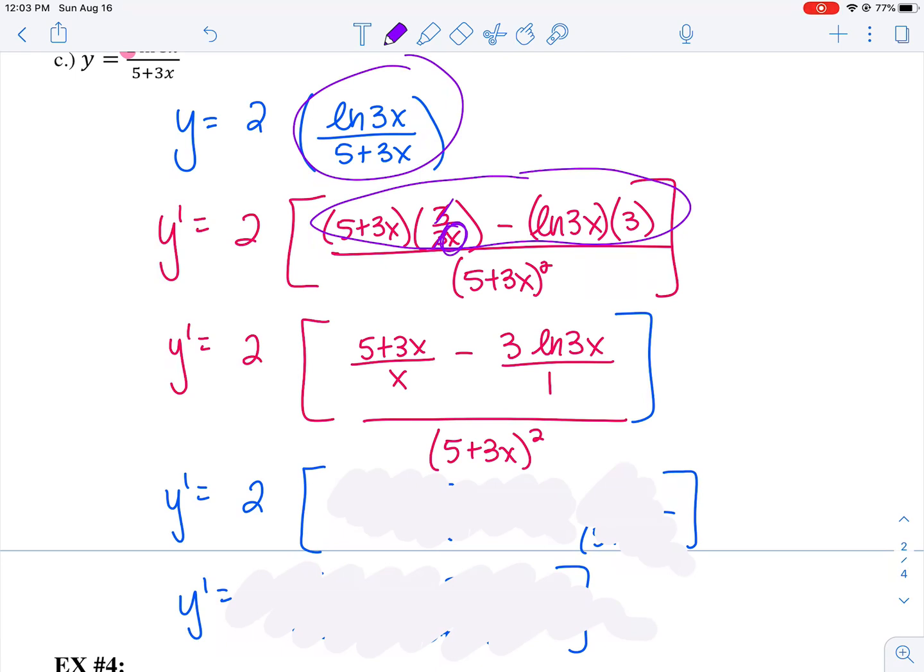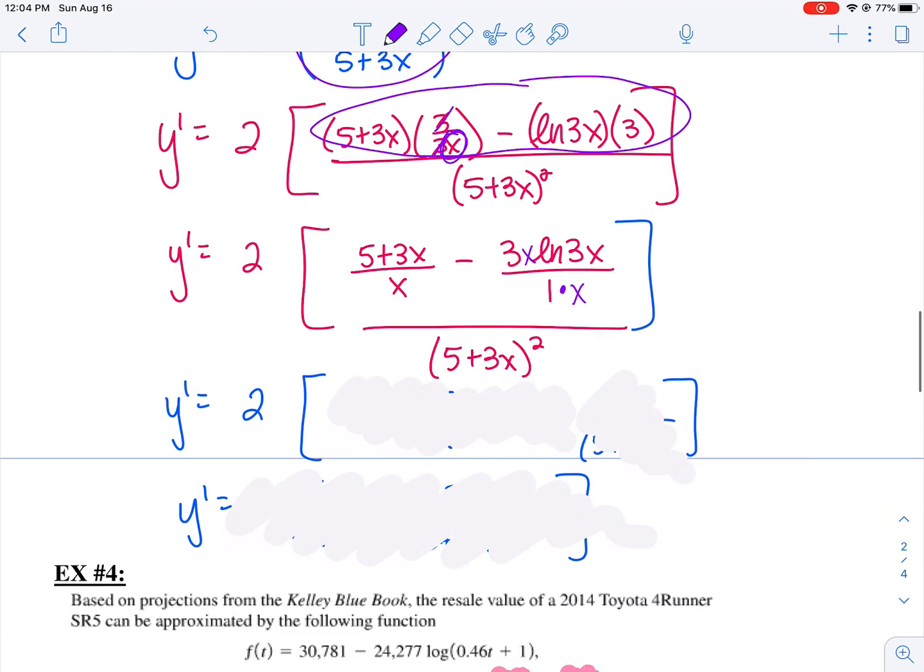But before we can do that, and before we can subtract these fractions, we need to have a common denominator. So it looks like this fraction is missing an x. So I'm going to put an x on the top and an x on the bottom. When I do that, I would have a 5 plus 3x minus 3x times the natural log of 3x all over my common denominator of x. But remember, there's that super denominator that we had to divide by. And that would still give us 3 layers, right?